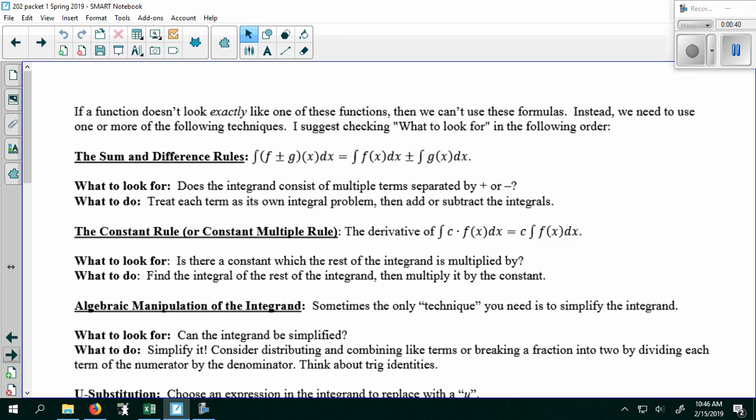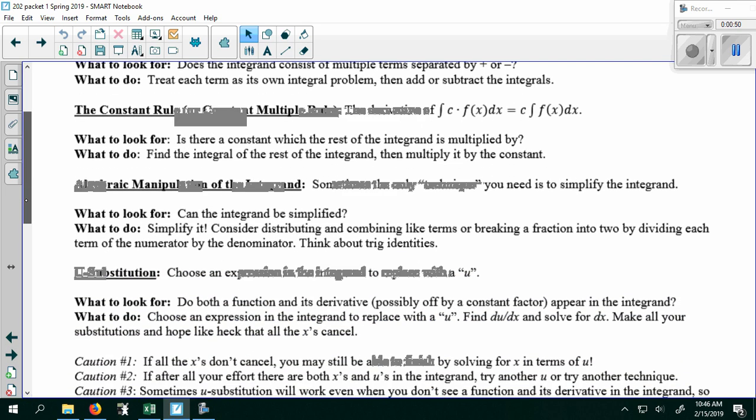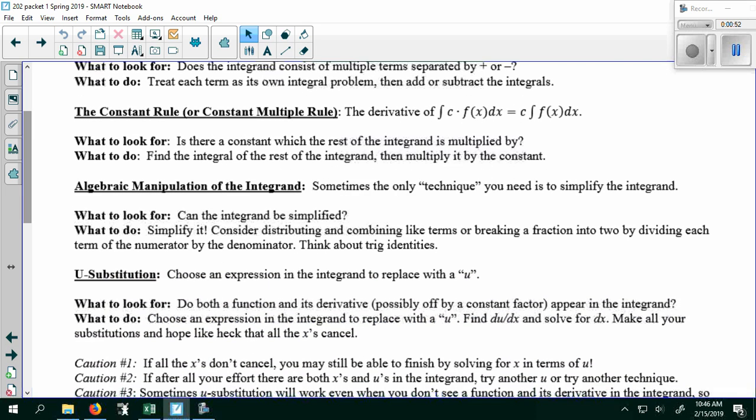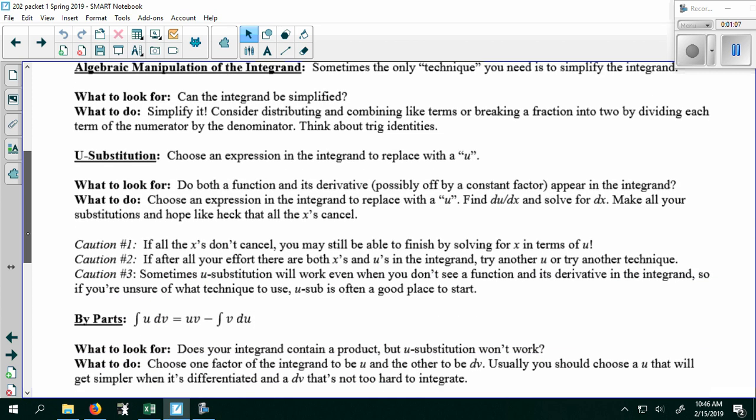So you'll have to use one or more of the following techniques. You want to look at whether you see a sum or a difference, or a constant multiple of a function you know how to integrate. You can always algebraically manipulate the integrand. We've done some like this where you square the numerator and then maybe you divide every term by the denominator. There's U substitution.